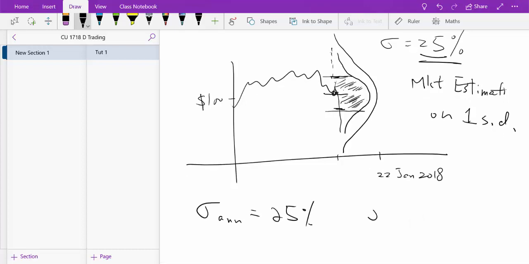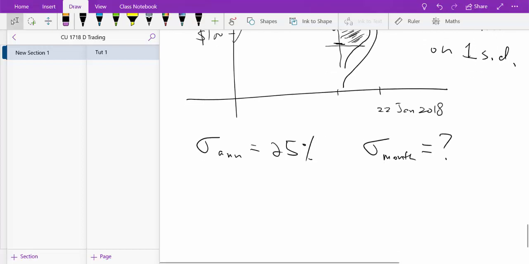If I need to turn that into monthly, what is that equal to? Or if I want to turn it into daily, what is that equal to? I'll give you a hint. You don't divide 25 by 12.